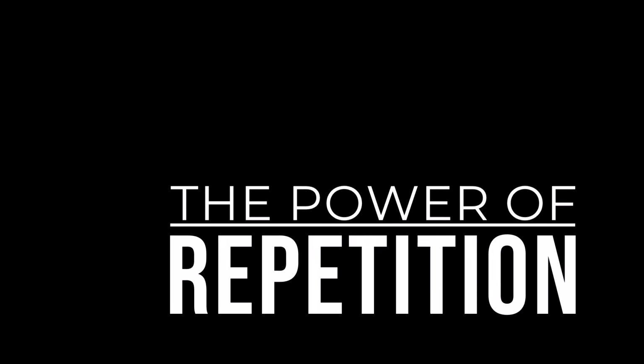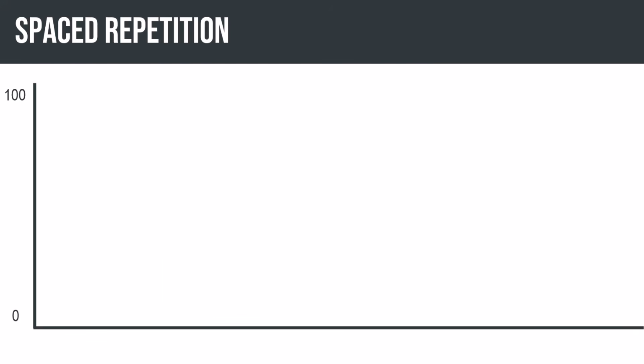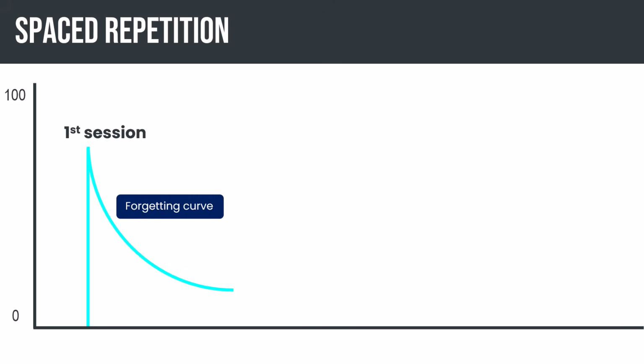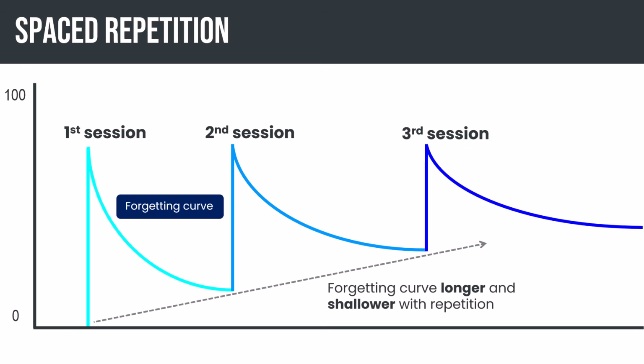I want to start by talking about the power of repetition. In particular, I want to talk about a technique called spaced repetition. So every time you study a piece of material, over time you're going to forget part of what you've learned. We call that the forgetting curve. But what you'll find through repetition is that with each repeating session, you're going to remember a bit more for a bit longer. So in other words, the forgetting curve becomes a bit longer and a bit shallower with repetition.